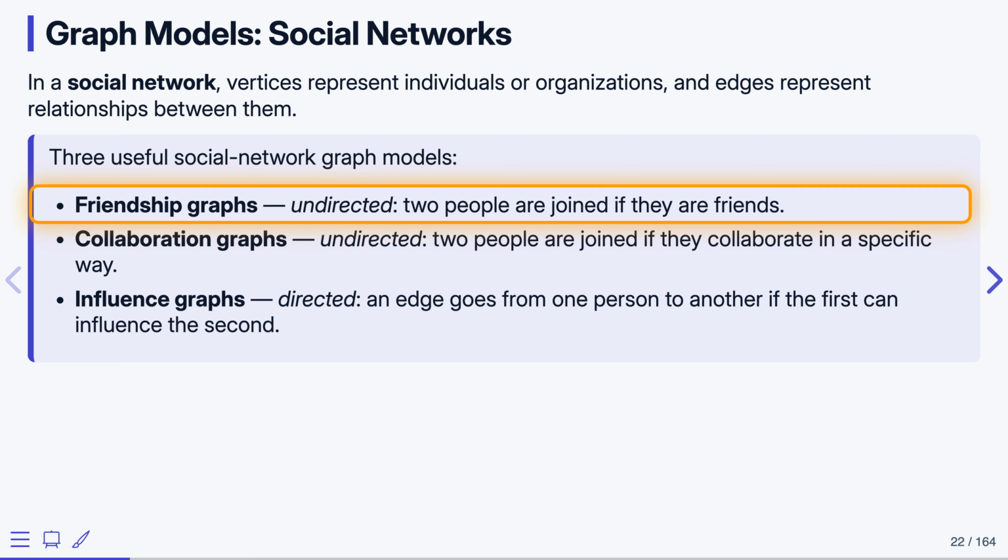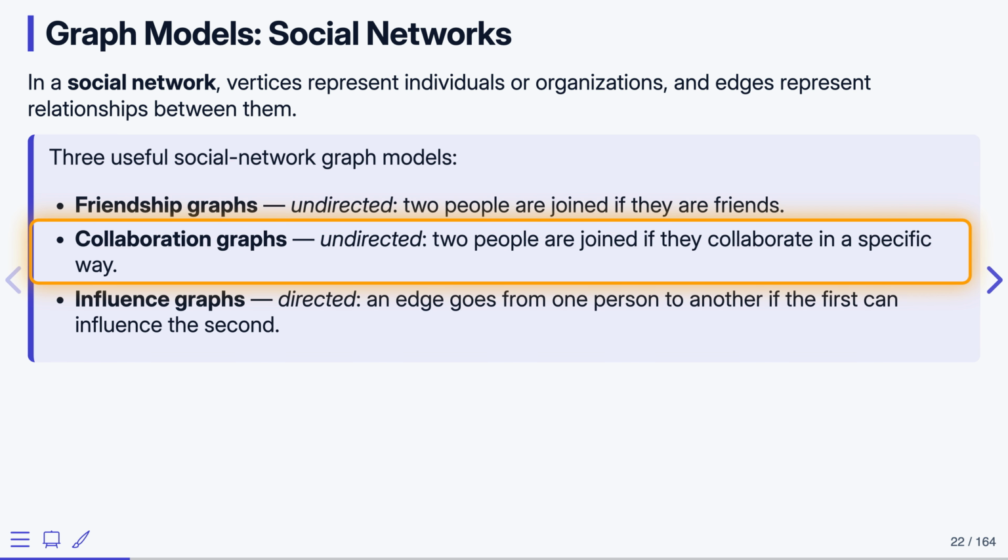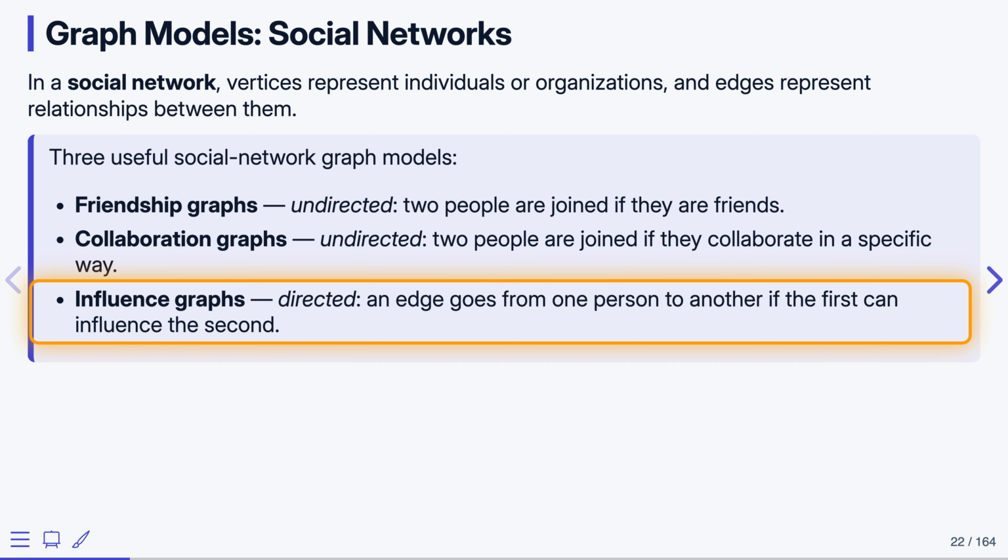The first kind is a friendship graph. It is undirected, so the lines have no arrows. We join 2 people if they are friends. The second kind is a collaboration graph. It is also undirected. We join 2 people if they work together in some way. The third kind is an influence graph. It is directed. We draw an arrow from one person to a second person if the first person can influence the second. So the direction of the arrow carries the meaning.